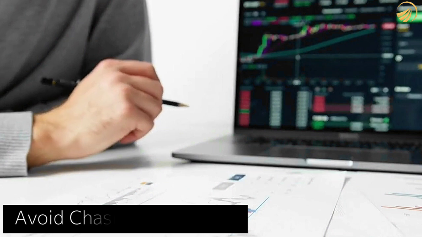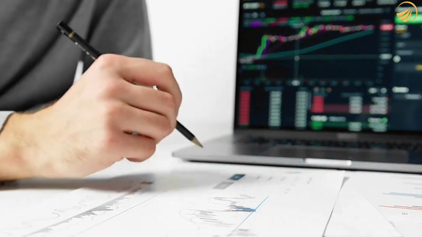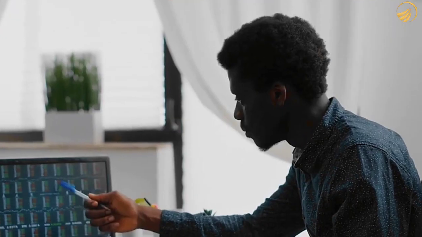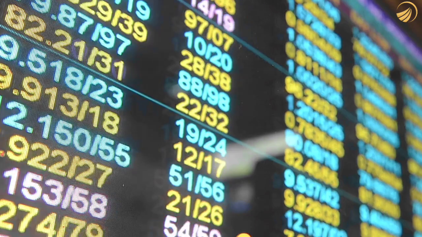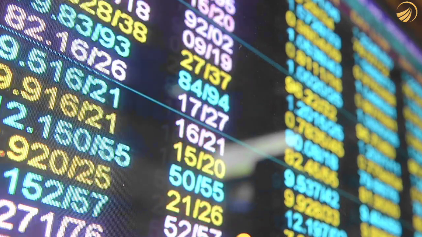Step 9. Avoid chasing high yields. It's vital to avoid pursuing high yields at the expense of other aspects, such as the company's financial stability and development prospects, even though a high dividend yield may sound alluring. A high yield may be a warning sign that a business is having trouble and may not be able to continue paying dividends in the long run.